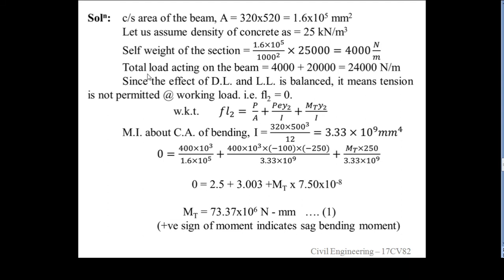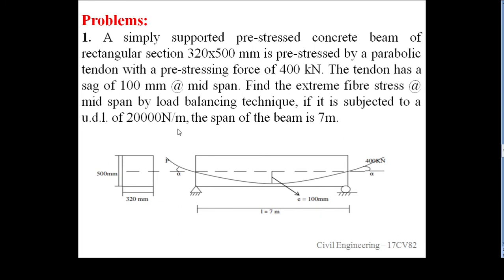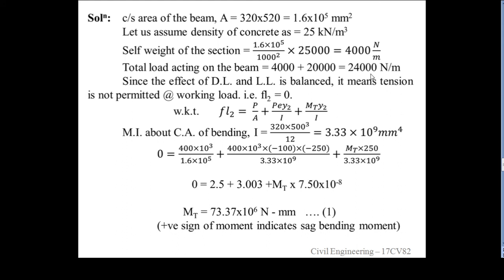Okay, then the total load acting on the beam is equal to 4,000 self-weight plus live load, given as 20,000. How does this 20,000 come here? We are given a UDL of 20,000 Newton per meter, so the total is 24,000 Newton per meter. Since the effect of dead load and live load is balanced, tension is not permitted at working load. That is, FL2 is equal to 0.